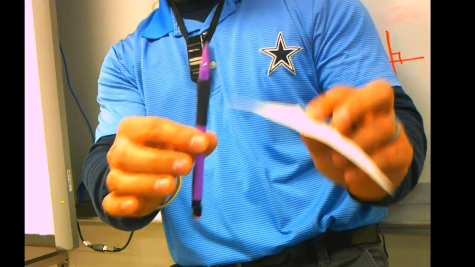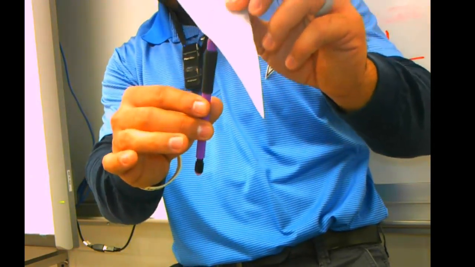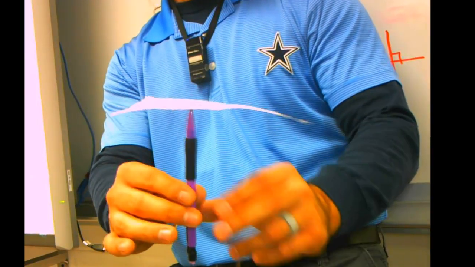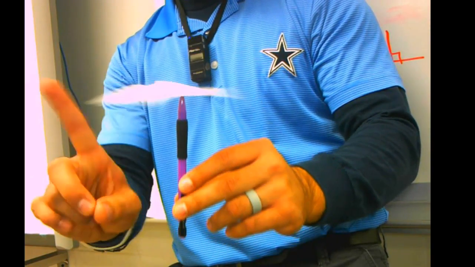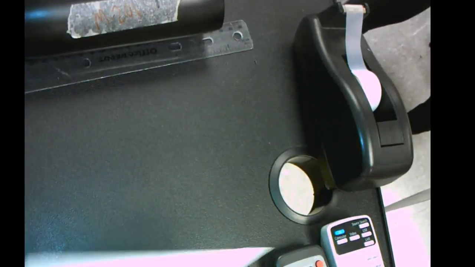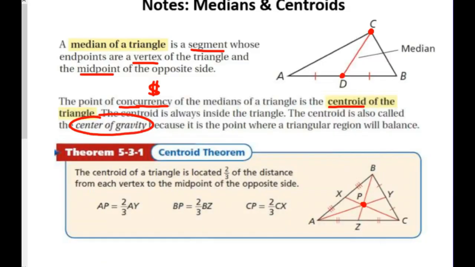All right, check it out. I'm going to take this triangle and this pencil. I'm going to see if it balances this triangle on this pencil tip. Ta-da! Super cool. Anyways, so you see how I did that. I made a centroid. It balances on the tip of a pencil. So bringing it back to the notes, that's why we call it a center of gravity. Anytime you see balance, center of gravity, that's what a centroid is.